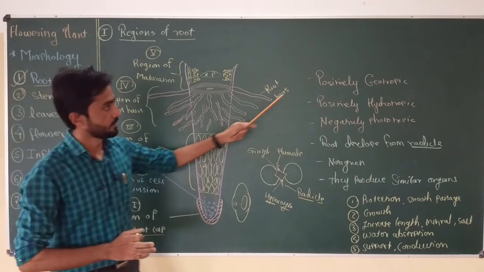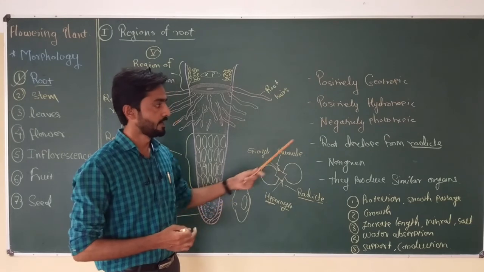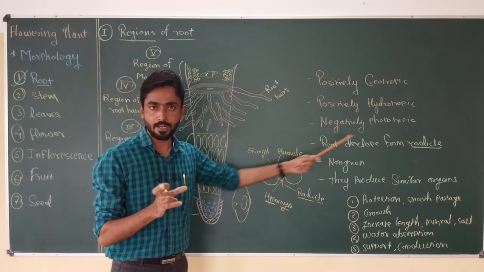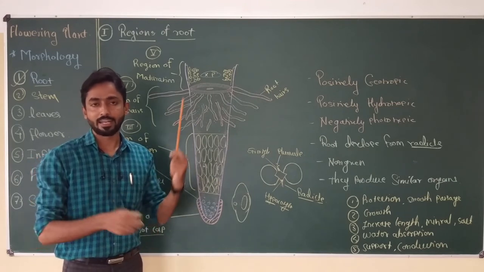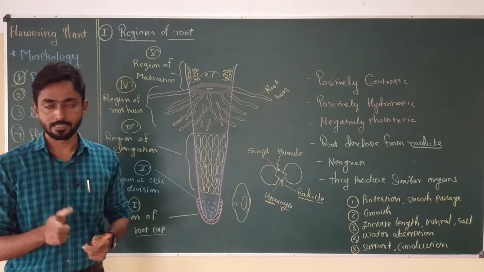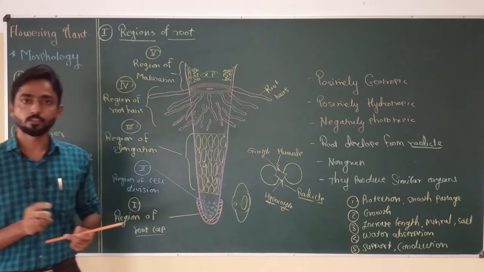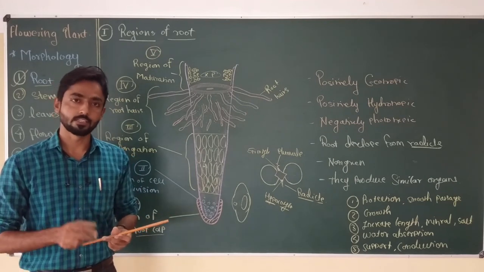Root is generally positively geotropic, positively hydrotropic, negatively phototropic, and it develops from the radicle at the time of seed germination. In my next video, I'm going to focus on the different types of root which are present in the angiospermic plant, and the plant shows 2 important roots: true root or tap root and adventitious root.